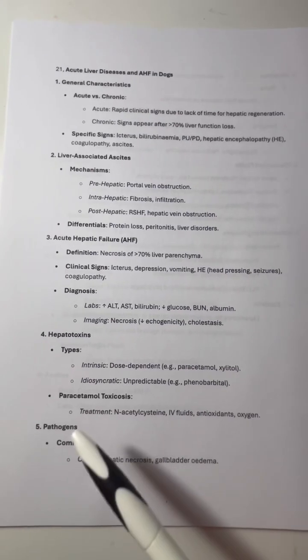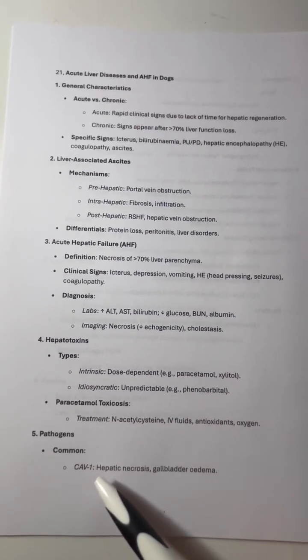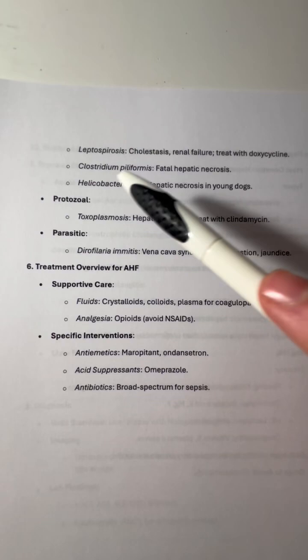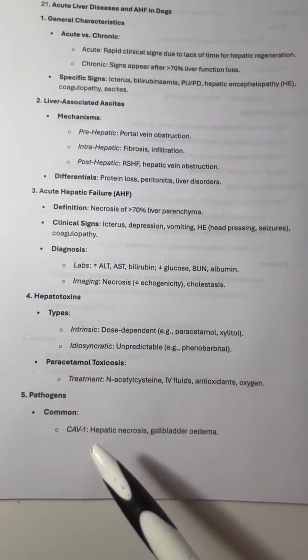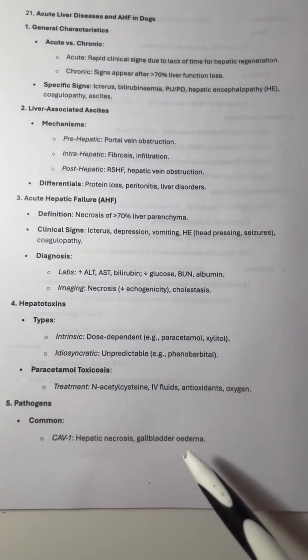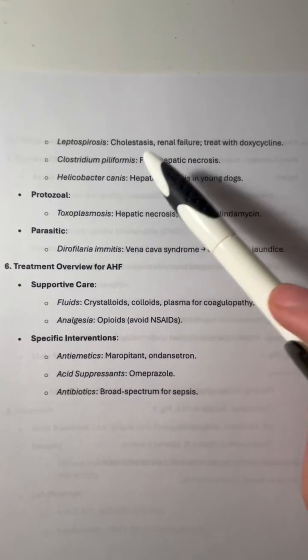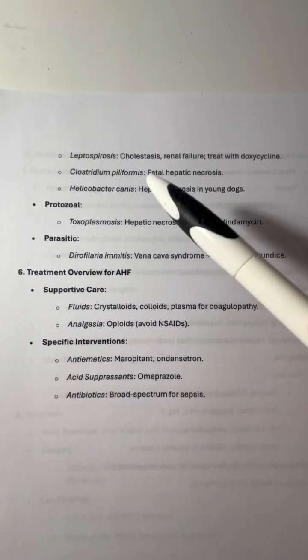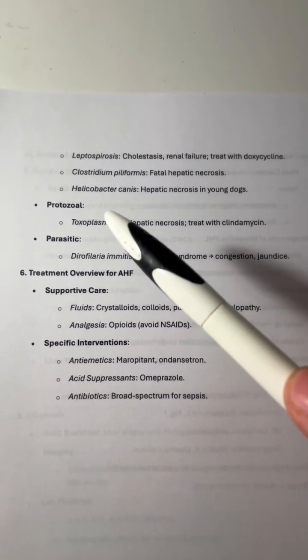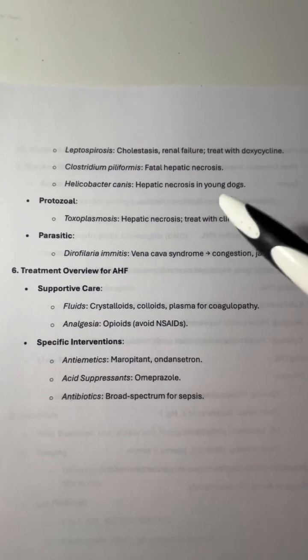Pathogens for acute liver disease are canine adenovirus 1, leptospirosis, Clostridium piliformis, and Helicobacter canis. Canine adenovirus 1 can cause hepatic necrosis and gallbladder edema. Leptospirosis can cause cholestasis, renal failure, and you treat with doxycycline. Clostridium piliformis can cause hepatic necrosis, and Helicobacter canis can cause hepatic necrosis in young dogs.